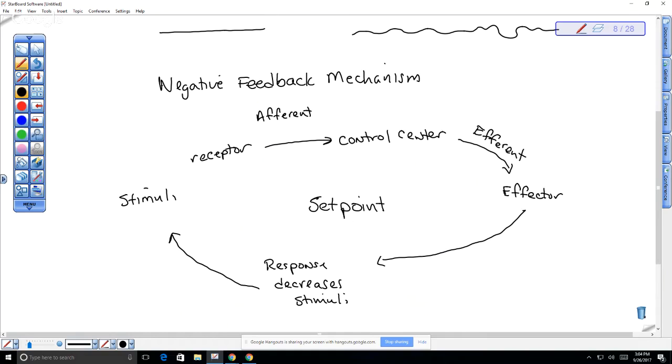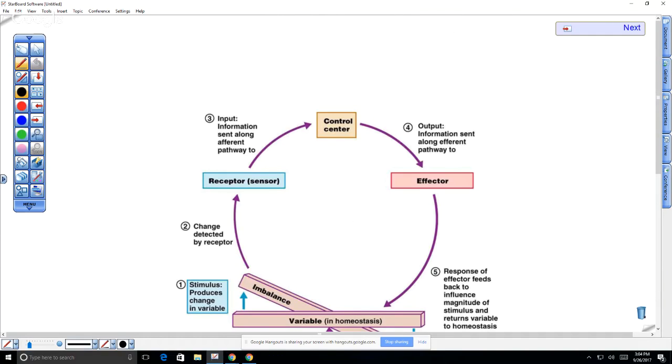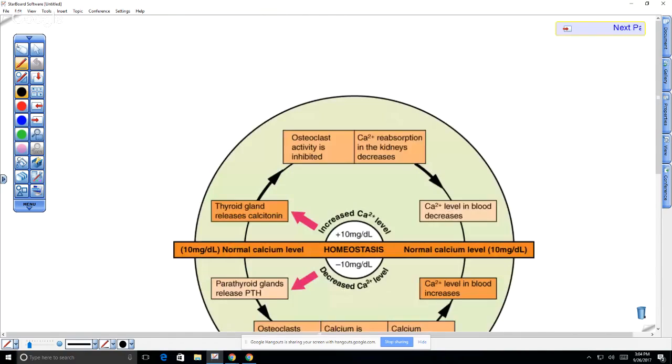Okay, so let's look at the example of calcium concentration in the blood. So this is what we're looking at, this one right here.